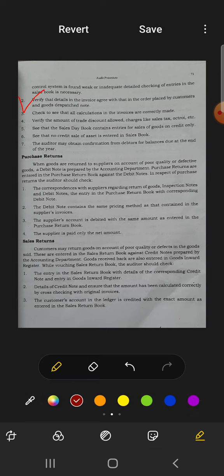The third is to check and see that all the calculations in the invoice are correctly made. Whether all the calculations in the invoice are correct or proper is also checked by the auditor.